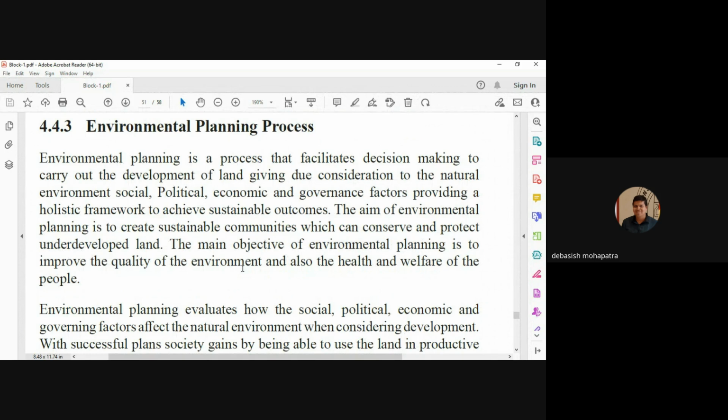Then the environmental planning process is a process that facilitates decision making to carry out the development of land, giving due consideration to the natural environment, social, political, economic and governance factors, providing a holistic framework to achieve sustainable outcomes. So the aim of environmental planning is to create sustainable communities which can conserve and protect undeveloped land. The main objective of environmental planning is to improve the quality of the environment, also the health and welfare of the people.